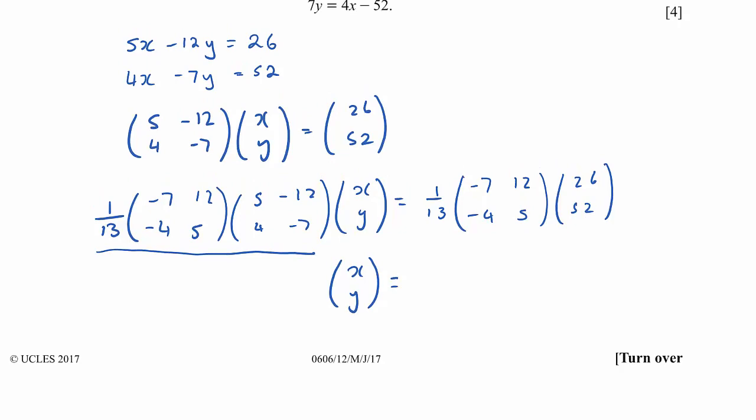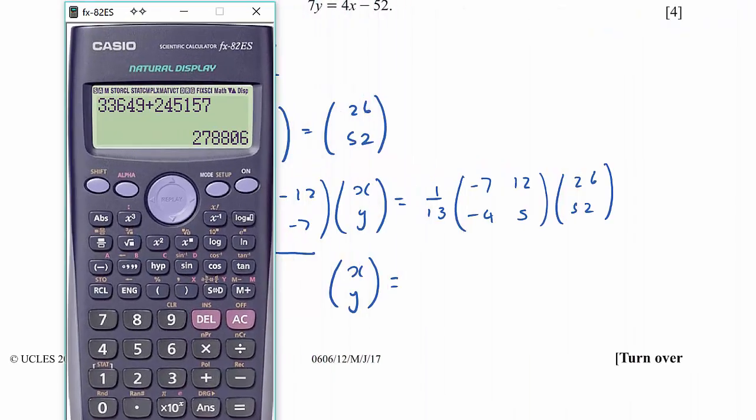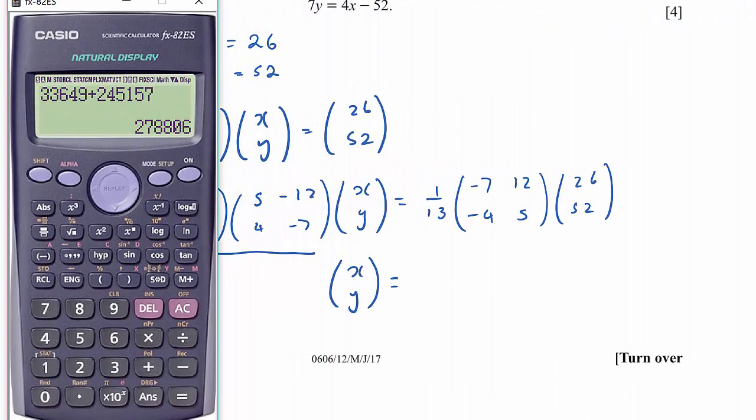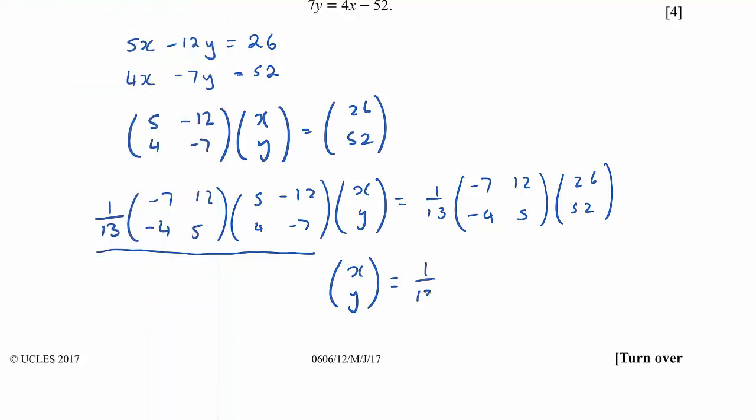So you might need a calculator for this. The numbers are quite big. Don't want to make a silly mistake. So we've got negative 7 multiplied by 26, add 12 times 52, so that's 442. So we've got 1 over 13, and that first one's 442.